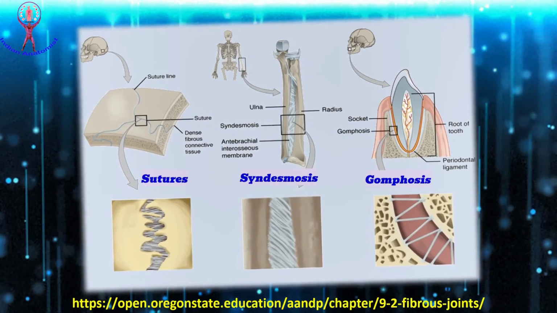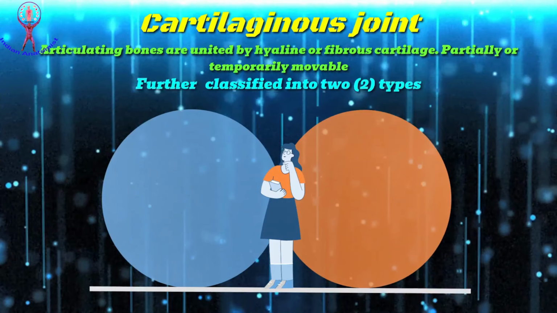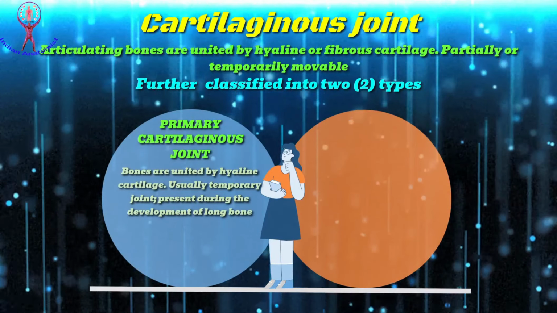Further, cartilaginous joints are classified into 1. Primary cartilaginous joints. Here, bones are united by hyaline cartilage. Usually a temporary joint, present during the development of long bones. Examples are epiphyseal plates of long bones, uniting the epiphysis and diaphysis.